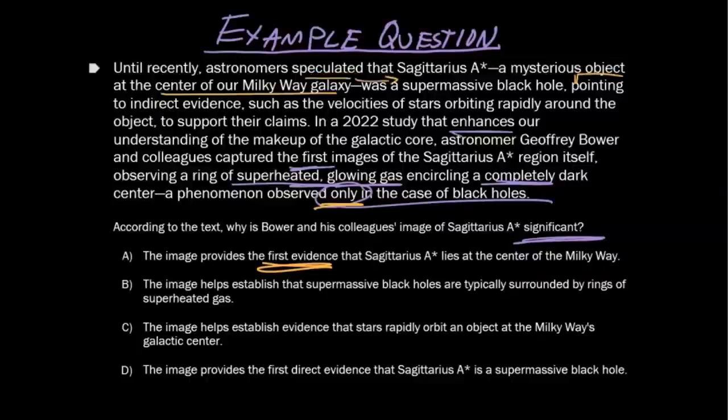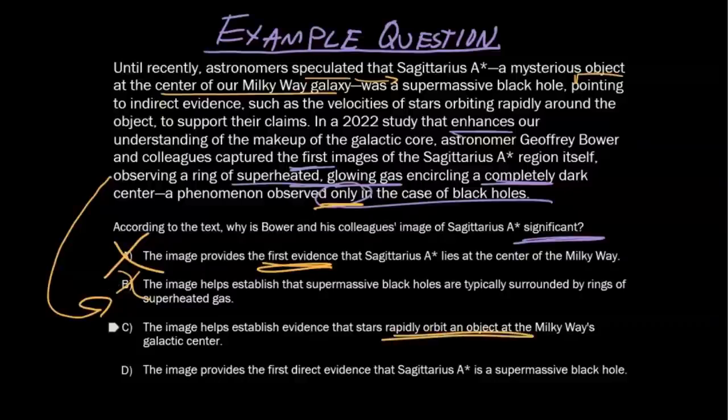The speculation here is whether it's a supermassive black hole or not. This is not true. Now B, the image helps establish that the supermassive black holes are typically surrounded by rings of superheated gas. That's not true. This image, we already know that this is something that happens with supermassive black holes, right? Now C, the image helps to establish evidence that stars rapidly orbit an object at the Milky Way's galactic center. We already know this. We already have the indirect evidence, so this is not correct.